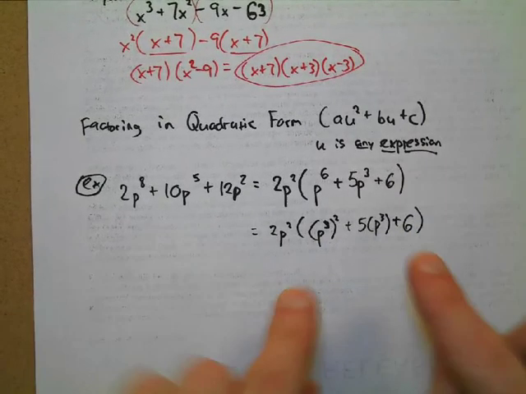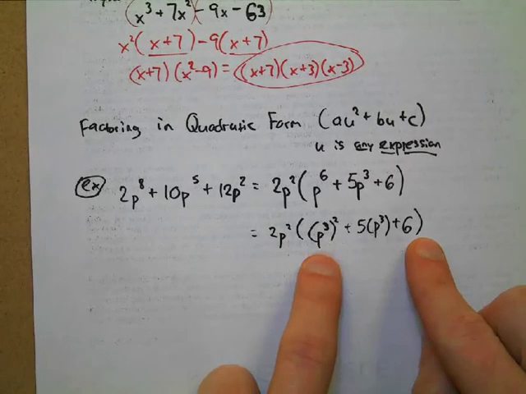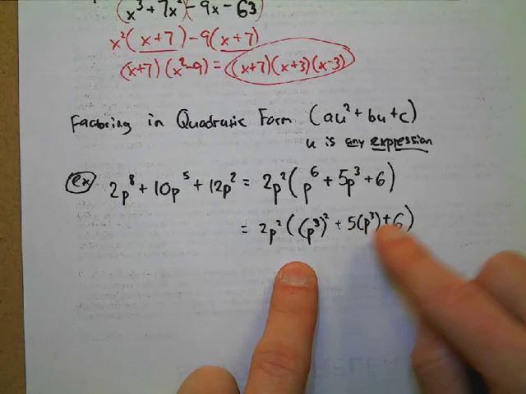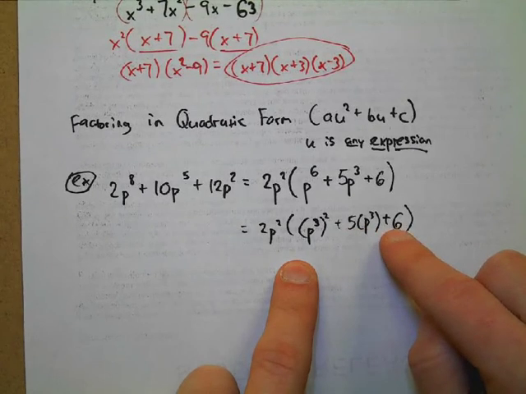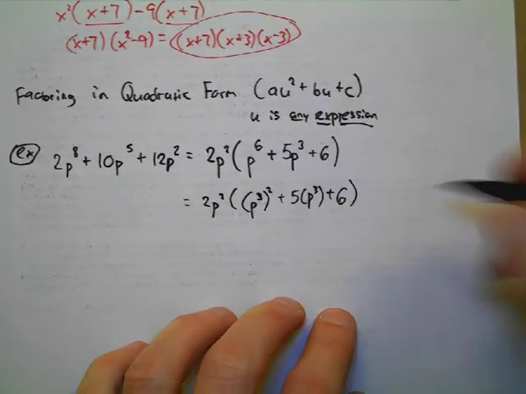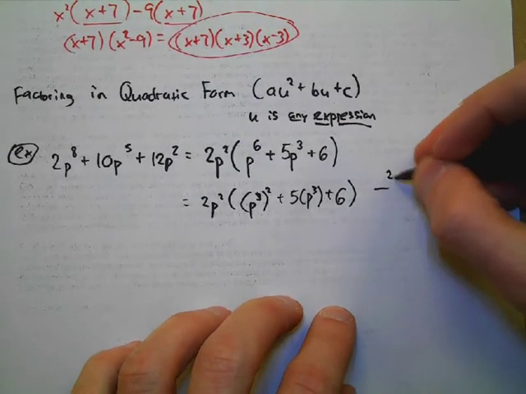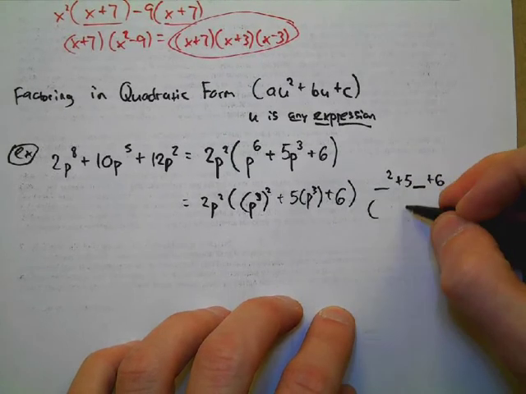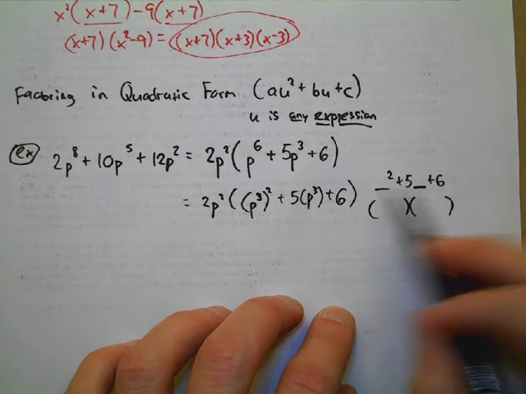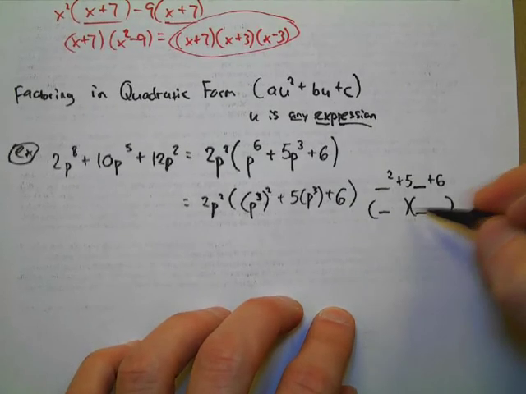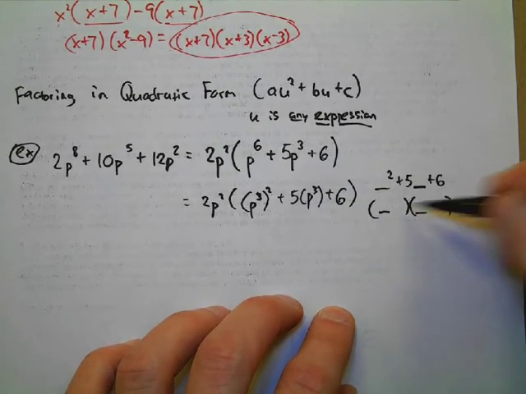This thing is in quadratic form. You see we have something squared plus 5 times that same something plus 6. And we're going to factor this like it's a quadratic. So it'll be the something times the something to get the something squared there. And then these 2 numbers here have to multiply to what?